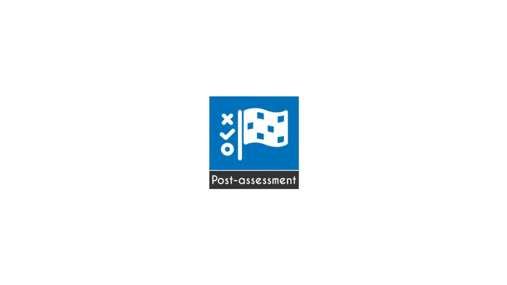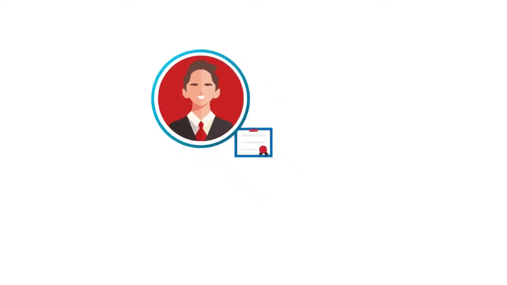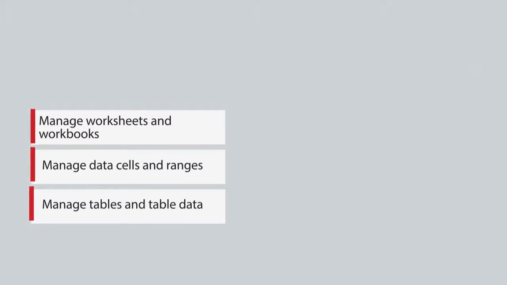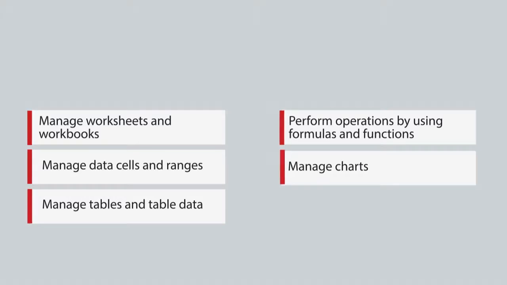In this course, you will receive 28 post-assessment questions that will gauge your understanding and readiness in the course. Finally, once you achieve a readiness score of 90% or more, you will receive a certificate of course completion from uCertify. Upon course completion, you will be able to understand how to manage worksheets and workbooks, manage data cells and ranges, manage tables and table data, perform operations by using formulas and functions, and manage charts.